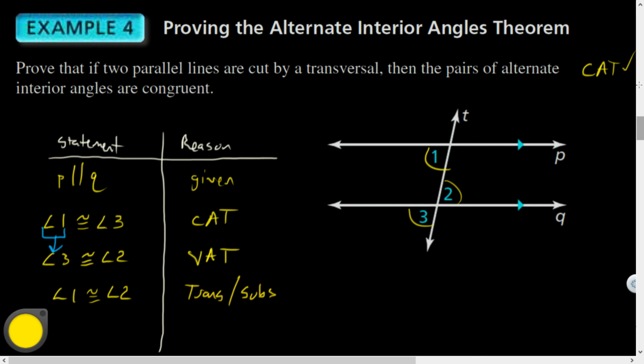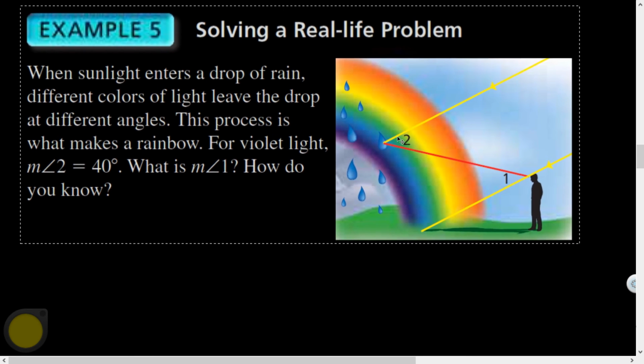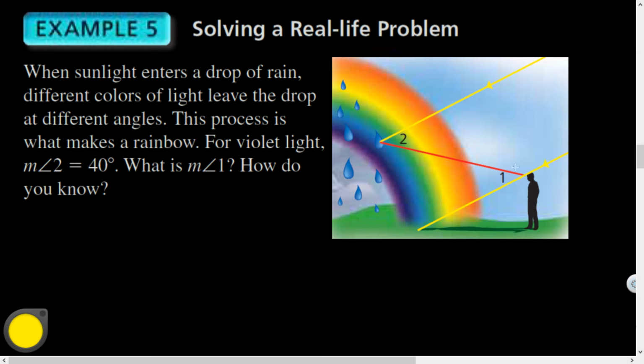You guys are going to be excited about this one. Example 5. Except you guys have a black and white paper in it. But look at this. Vibrant rainbow colors. Ooh, when sunlight enters a drop of rain, different colors of light leave the drop at different angles. This process is what makes a rainbow. Magic.